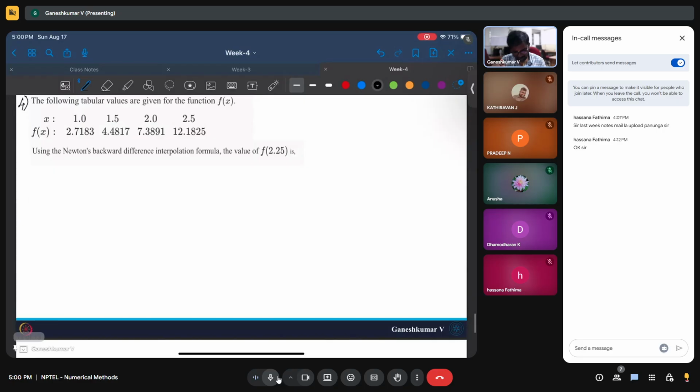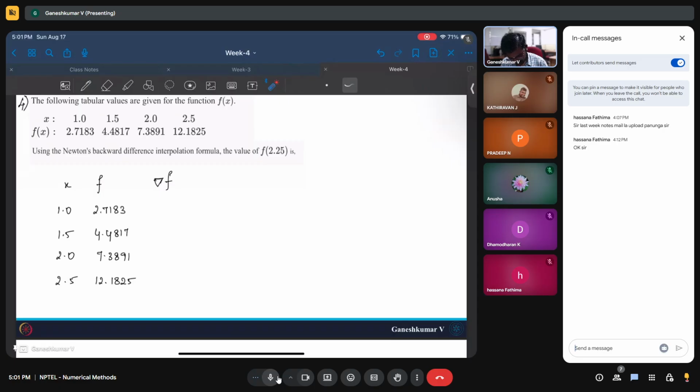So for this table, we do the usual steps. We first construct the table. Let's write that down. X is 1, 1.5, 2, 2.5. And F is going to be 2.7183, 4.4817, 7.3891, 12.1825. Now, since it's backward, I'm going to use nabla F.